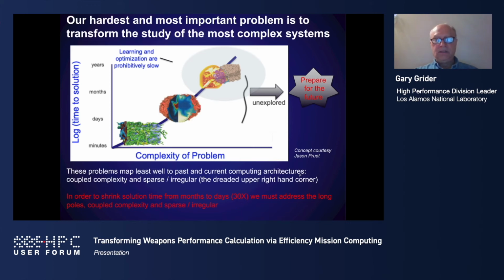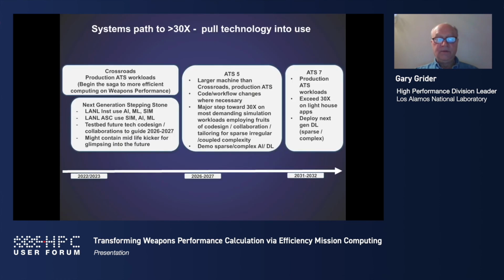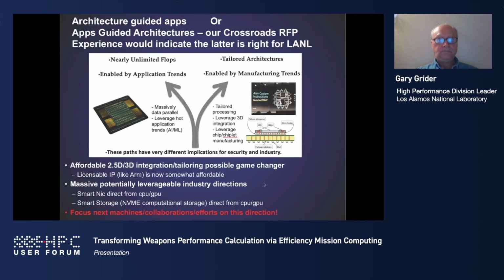And if you look back at the dreaded upper right-hand corner, complex data and complex control, essentially coupled complexity and sparsity to access data and the like, we're going to have to address those problems to gain this 30x. So that's what we're going to focus on. There's two ways to go do that, two ways essentially to find leverage in the industry.